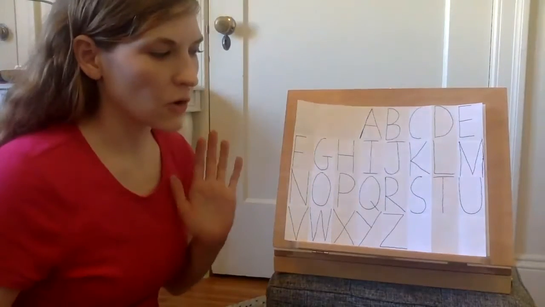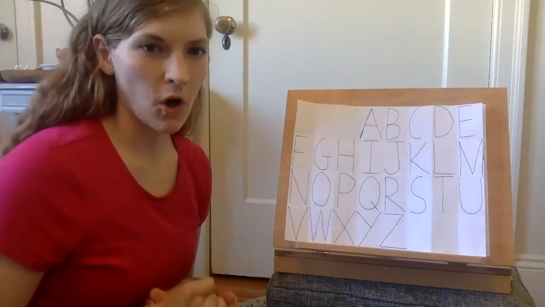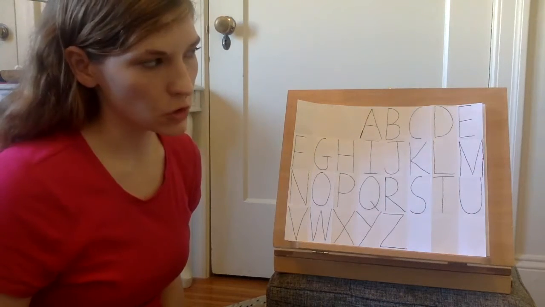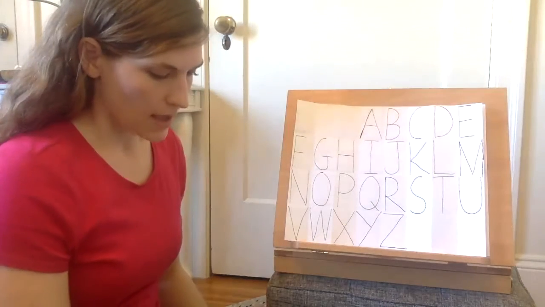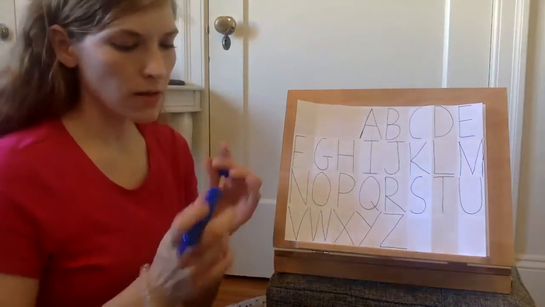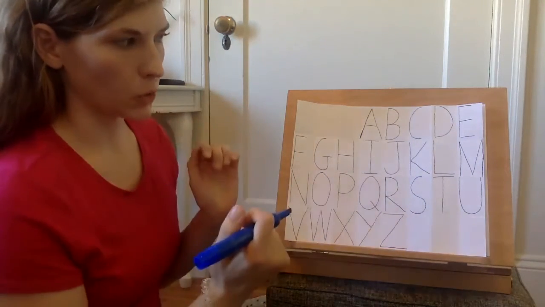Our capital letters are all the same size. They're all tall, and they can all be made with a few different shapes or strokes, as we sometimes call them. So the first one we're going to look at is vertical lines. We're going to highlight all of our vertical lines blue.